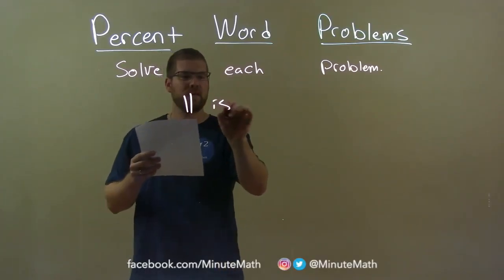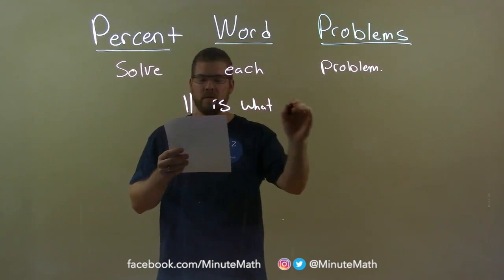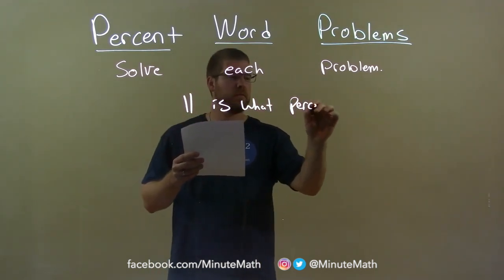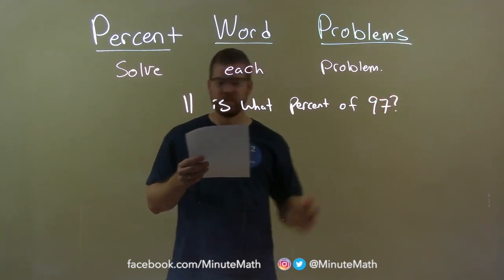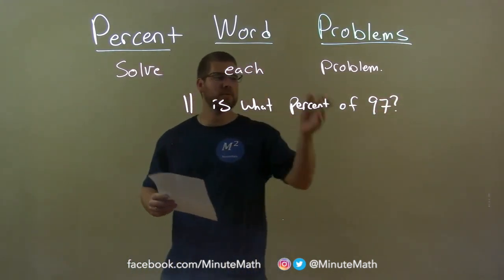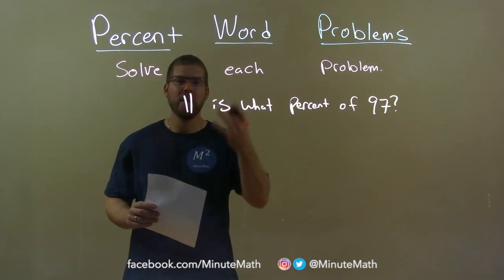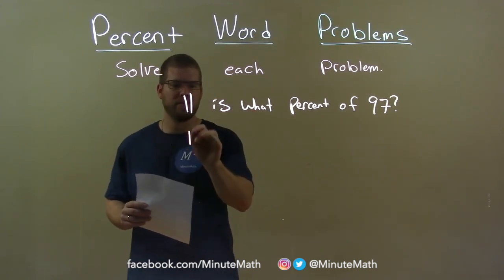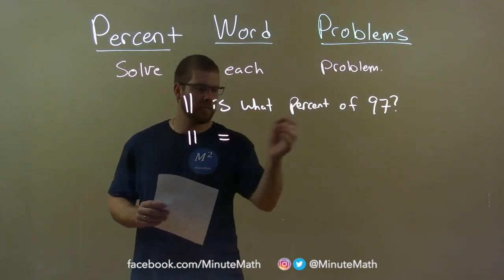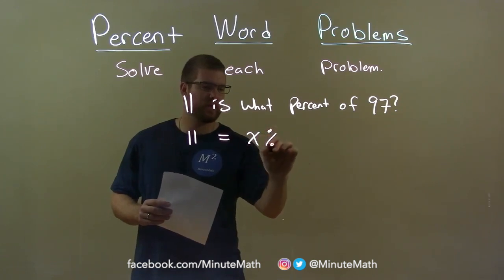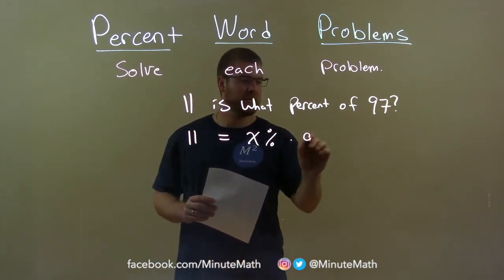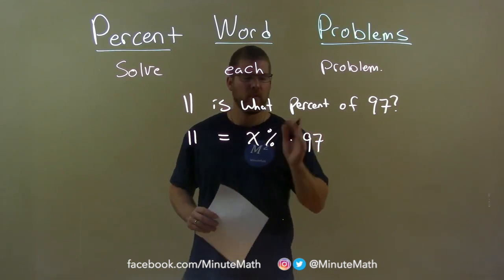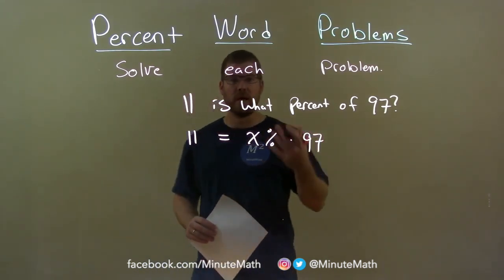11 is what percent of 97? So 11 is what percent of 97? Well, let's write this as an equation. 11 is equal sign what percent, x percent, that's what we're looking for. It's percent of multiplication 97. Well, now we have to solve for x.